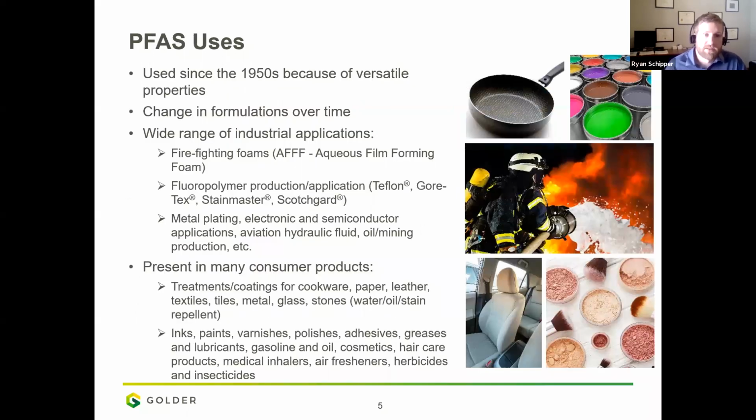PFAS has been in use since the 1950s. Because of those carbon-fluorine bonds, it has a number of very versatile properties. It's used in a very wide range of industrial applications. We all know AFFF. There are also fluoropolymer production applications. These include Teflon, Gore-Tex, Stainmaster, and Scotchgard. We've got metal plating, electronic, and semiconductor applications as well, etc.